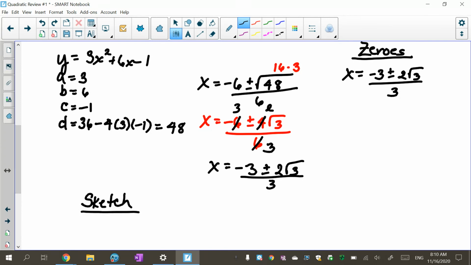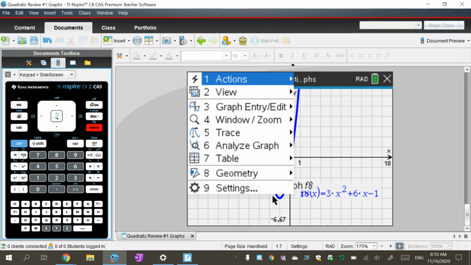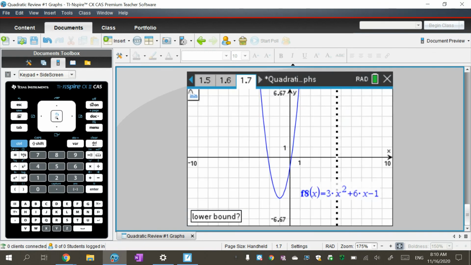Okay. I graphed it actually on the calculator. So here is 3x squared plus 6x minus 1. Again, I see that (0, -1) is my y-intercept. My vertex is (-1, -4). And remember, you can always do your menu and analyze your graph. If we did the minimum, and I come over here, good. Come over here, there's my (-1, -4).